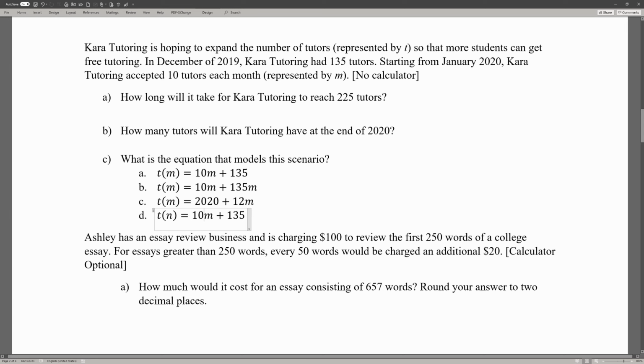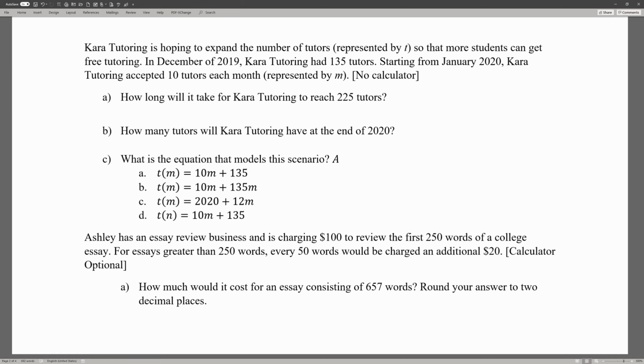C is also going to be incorrect because there's no mention of 2020 except January 2020, and the number of tutors increases by 10 each month instead of 12. B is also incorrect because if you simplify the equation, it's going to be 145m, and tutoring does not grow by 145 tutors each month, it grows by 10 tutors each month. So in this case, the answer is going to be A, and that is our equation.